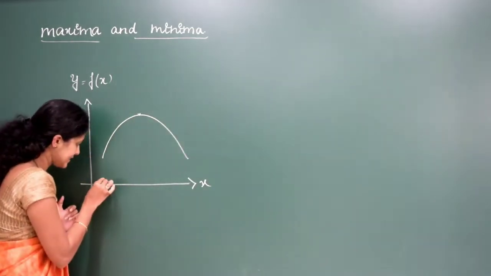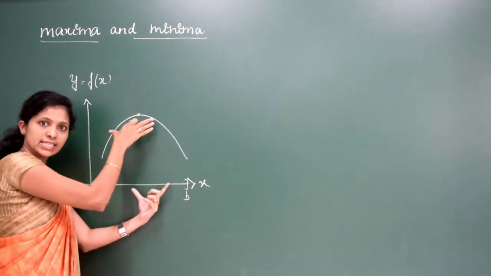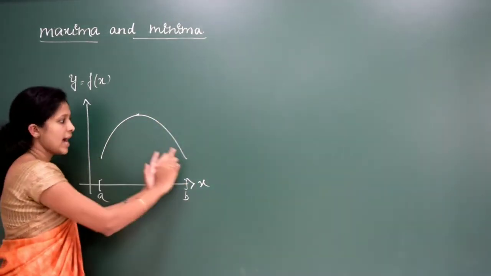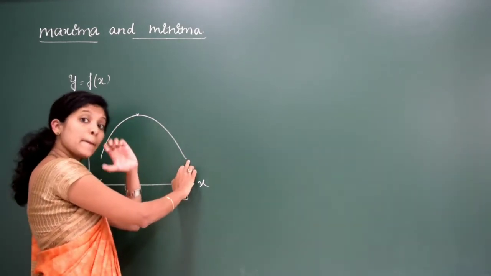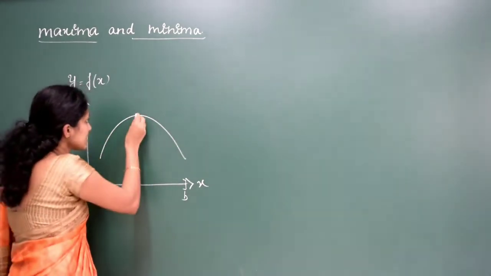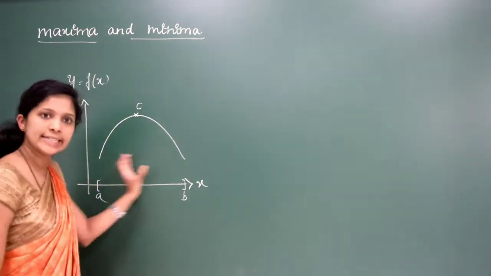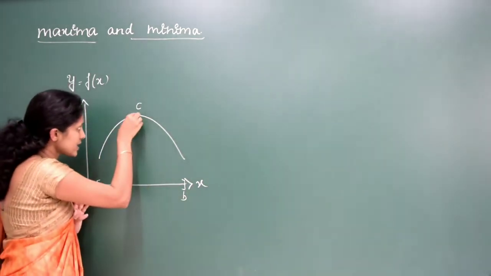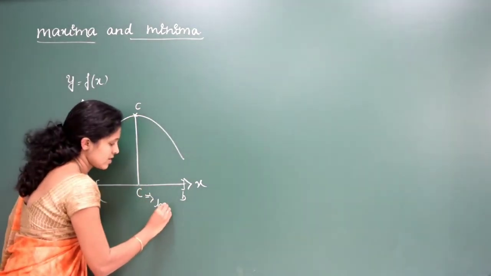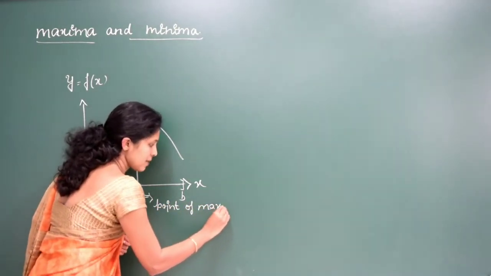Let me consider this as an interval, a, and this is b. This function is defined in the interval a to b and it is continuous, and it is not differentiable at the point a and not differentiable at the point b, but it is differentiable in the open interval (a, b). Remember this. Let us consider this point as c, and this point belongs to the interval (a, b). Then this point c is called the point of maxima.